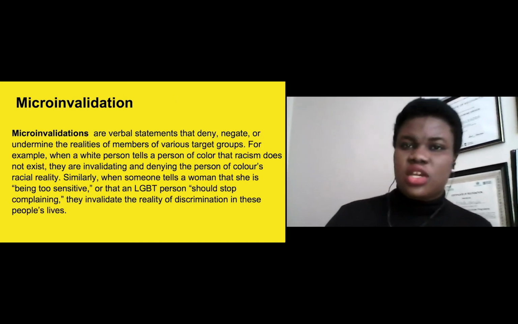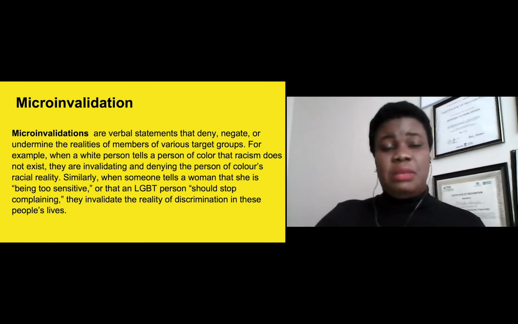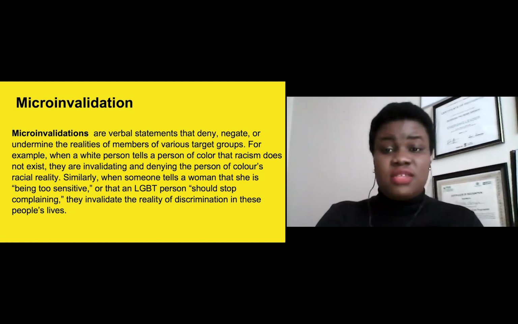The next question is, what is micro-invalidation? Because every day we hear about implicit bias, we hear about racism, we hear about microaggression. There's something also known as micro-invalidation. And micro-invalidation is a verbal statement that denies, negates, or undermines the realities of members of various target groups. For example, when a white person tells a person of color that racism doesn't exist, they are invalidating and denying the person of color's racial reality.